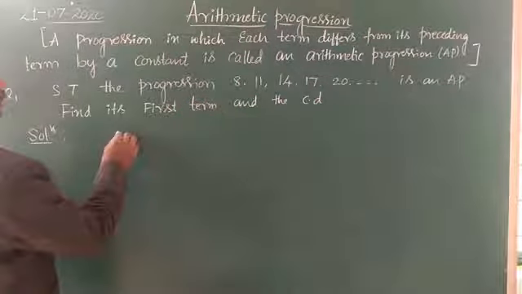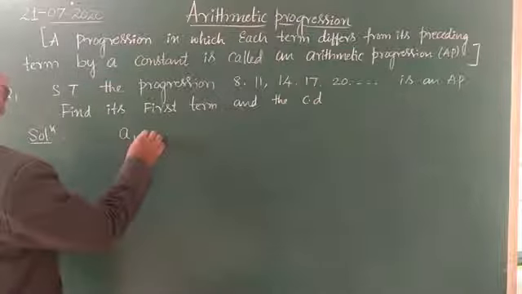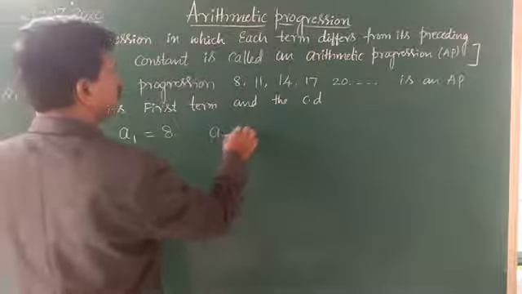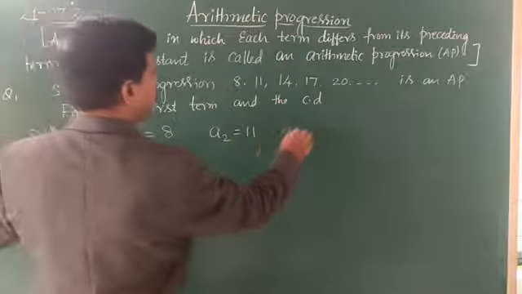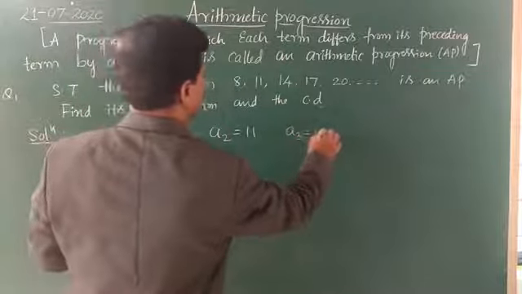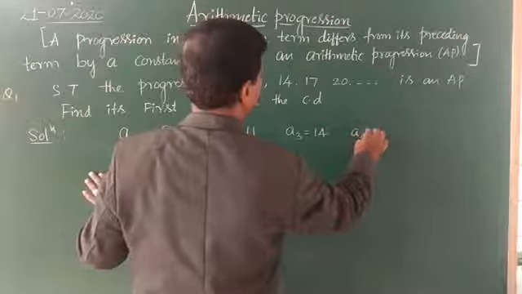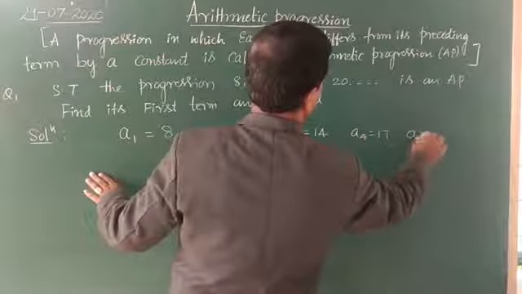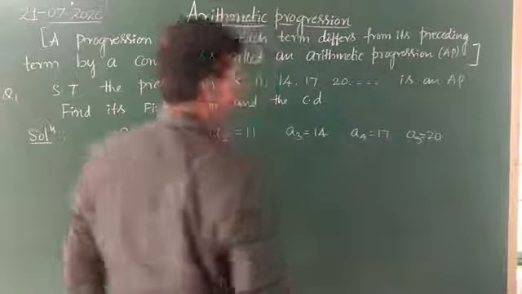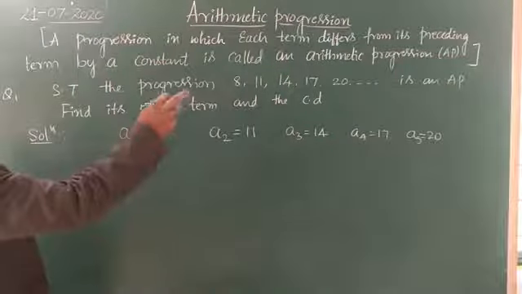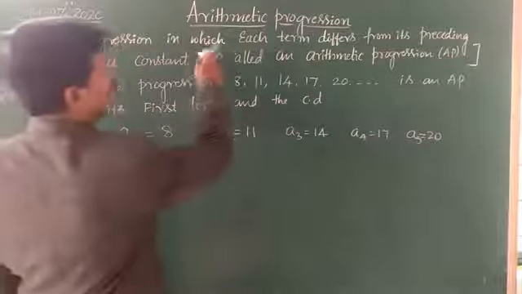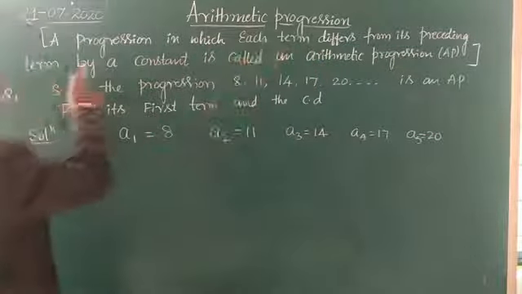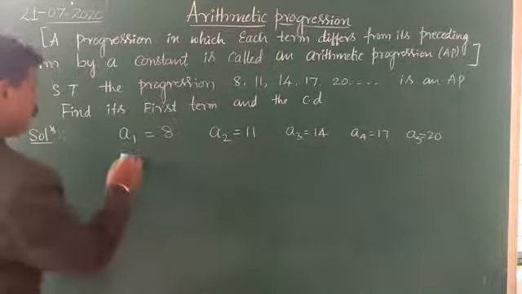So write down this. First, A1 is what? 8, and A2, the second term, is 11. A3 is 14. A4 is 17. A5 is 20. Right. So according to the definition, a progression in which each term differs from its preceding term by a constant.